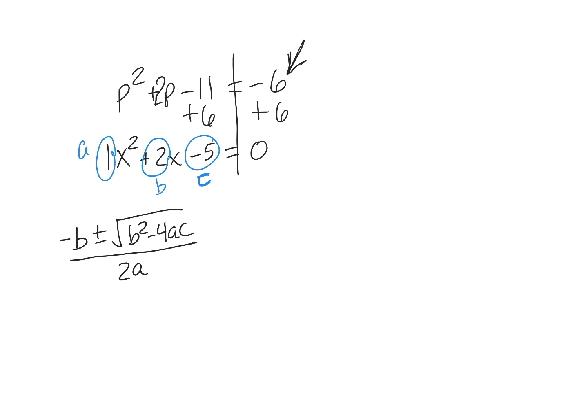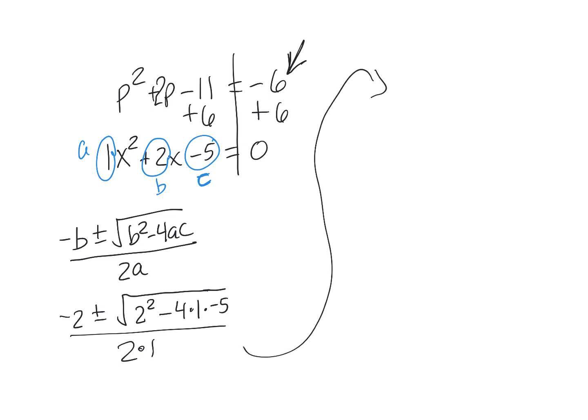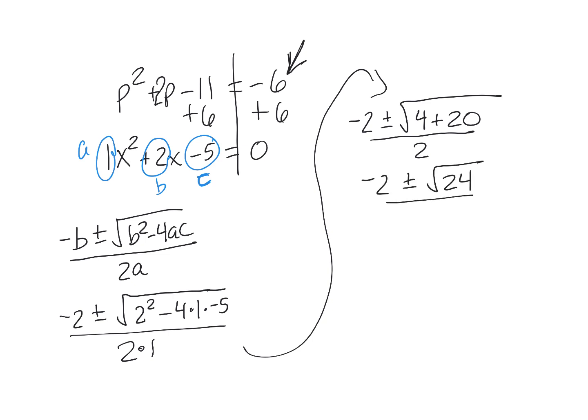So if nothing else, you should be able to plug in that first step. You have your b, which is 2, so -2, plus or minus the square root of b squared, so 2 squared minus 4 times 1 times -5, all over 2 times 1. Okay, so now we're going to say this is like -2 plus or minus the square root of 4 plus 20 all over 2. And when you do that, you're going to end up with -2 plus or minus the square root of 24 over 2.